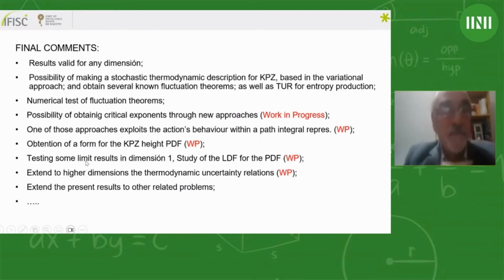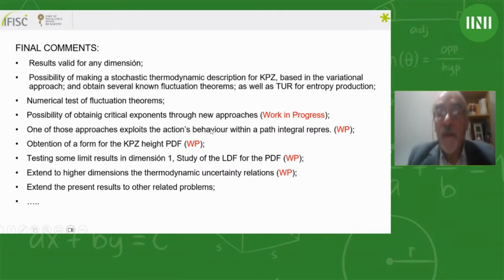As final comments, what I have shown is valid for any dimension. It's possible to make a stochastic thermodynamic description and studies for the KPZ system, obtain fluctuation theorems, and even other forms of the thermodynamic uncertainty relation, make numerical tests of these fluctuation theorems, and there is the possibility of obtaining the critical exponents with new approaches, work in progress, as I said.